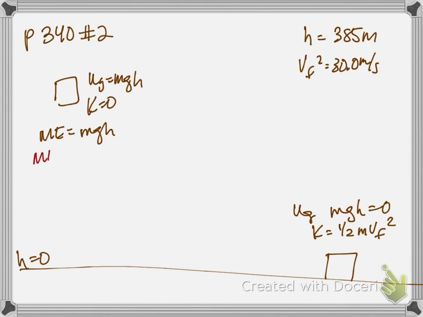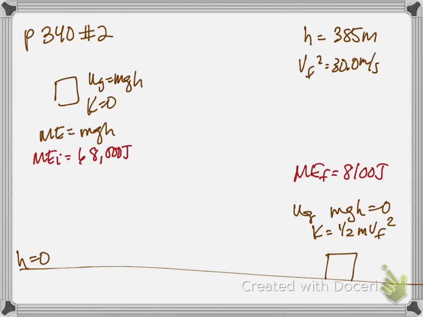The initial mechanical energy, if you do mgh, you get 68,000 joules. And if you do the final mechanical energy, you get 8,100 joules. I just plugged and chugged to get those. So what's happened here is that mechanical energy was not conserved. We lost energy to heat, the internal energy of the system.